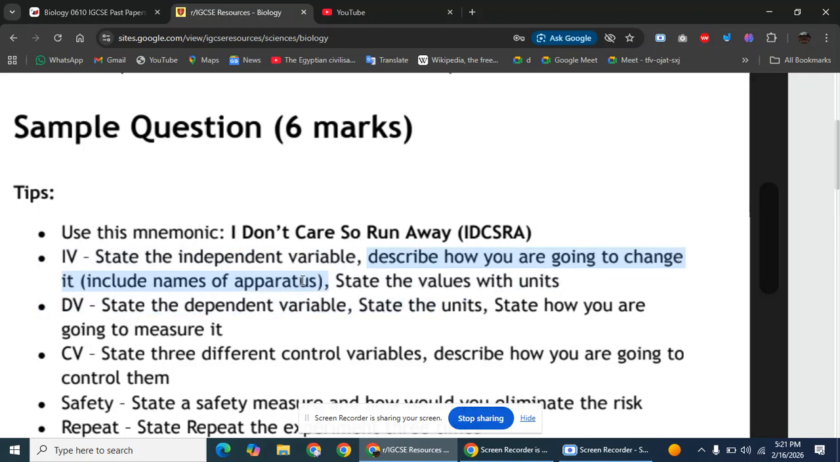Describe how you need to change it. Okay, very important: state the value. Then the dependent variable: state the variable, state the unit, and state how you're going to measure it, how you're going to change this, how you're going to measure this.